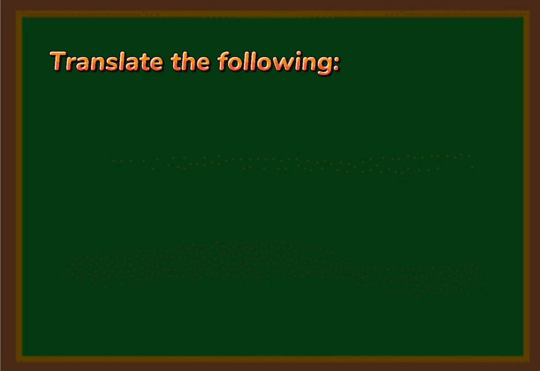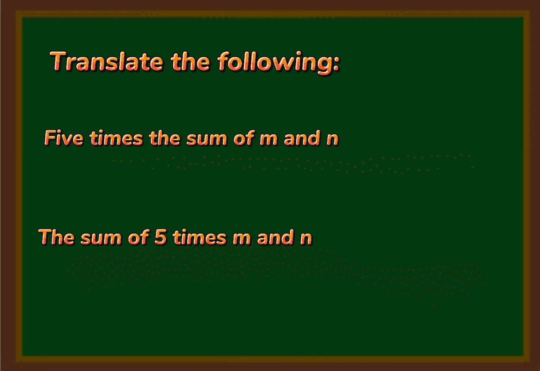Now translate the following. 5 times the sum of m and n, and the sum of 5 times m and n. There are two operation words, times, which is to multiply, and sum, which is to add. Since we are multiplying 5 times the sum, we need parentheses around the sum of m and n. So that's 5 times the sum of m and n.